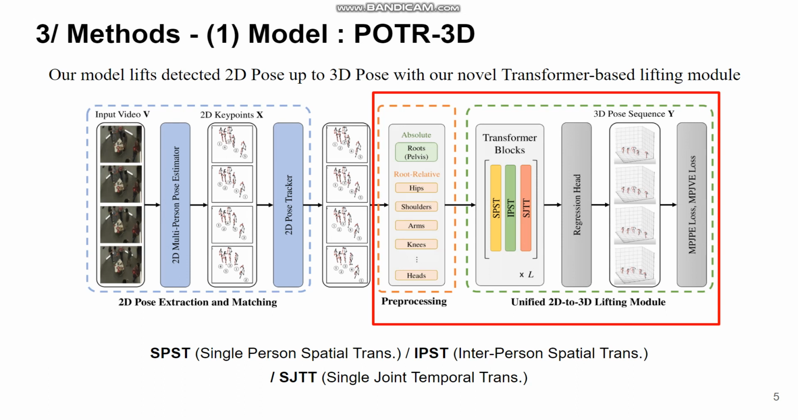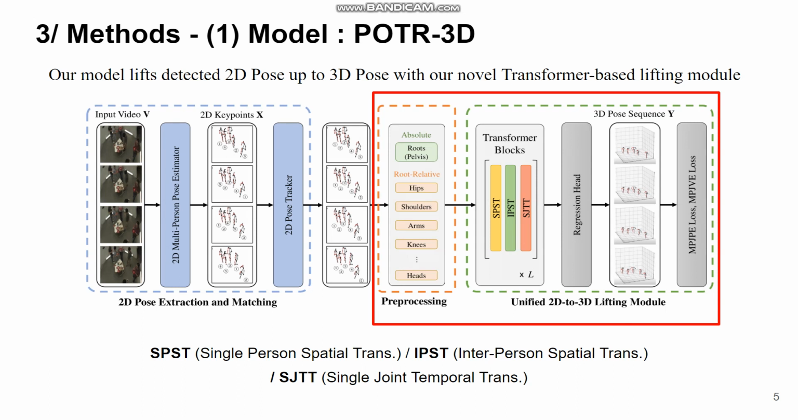After pre-processing, the joints are embedded and fed into three different types of transformers, repeated, where each of them is designed to model a specific relationship between different body key points. SPST and SJTT for modeling spatial and temporal relationships, and IPST for interpersonal relationships, which is also related to occlusions.